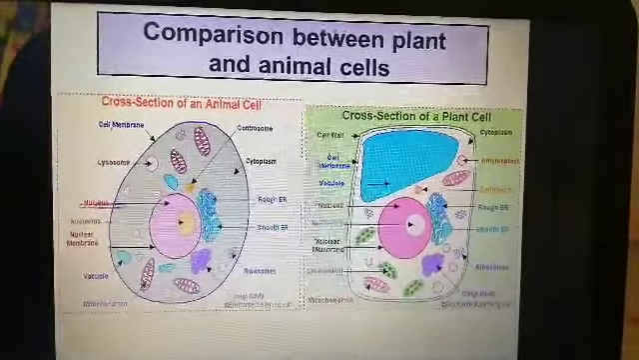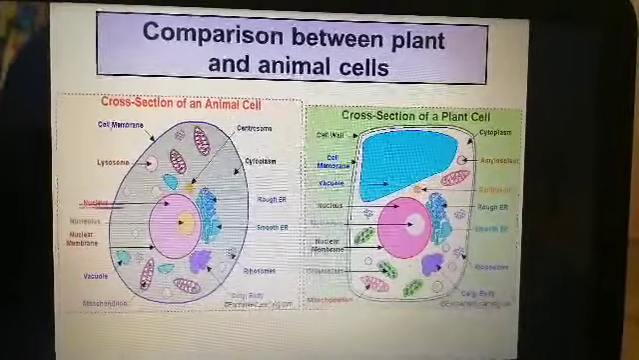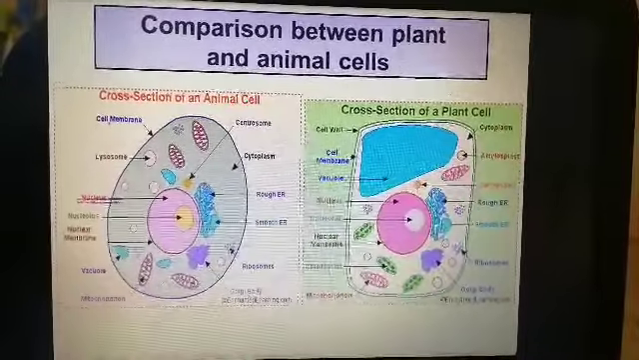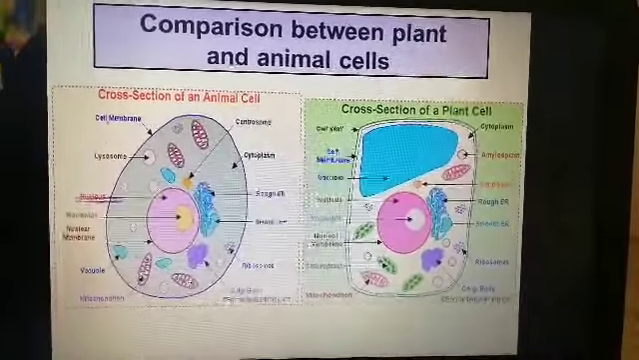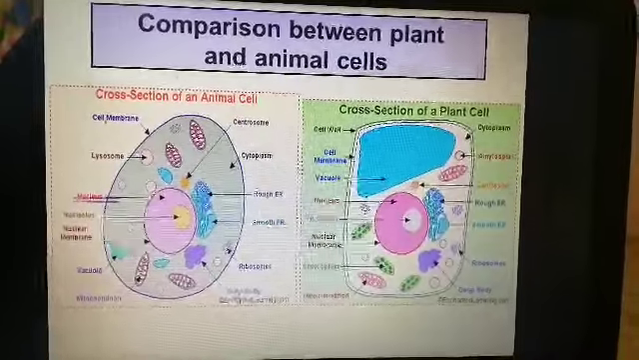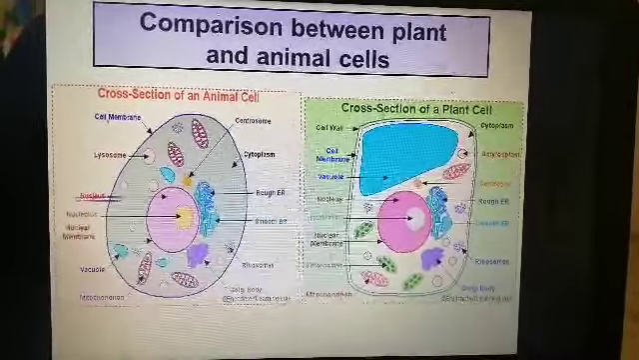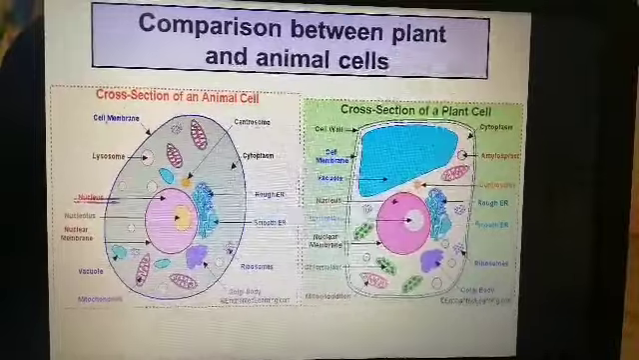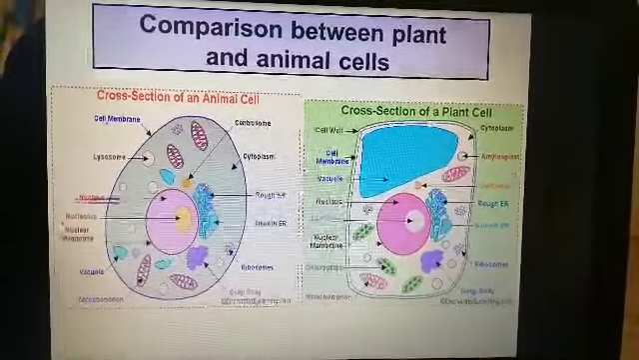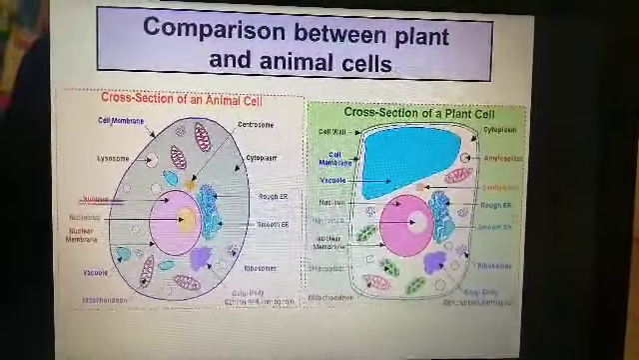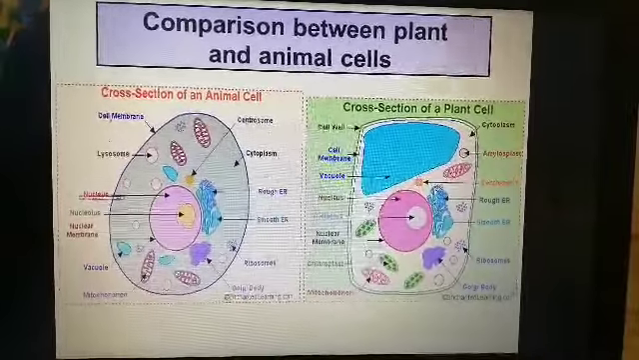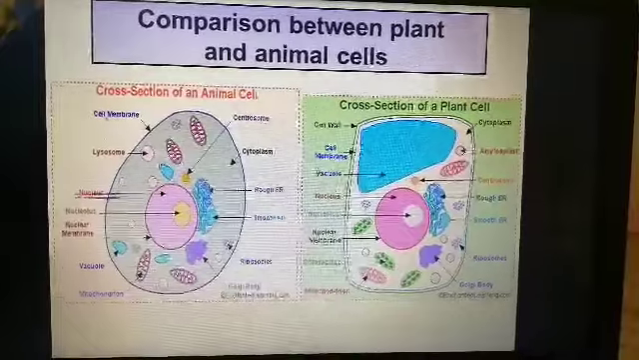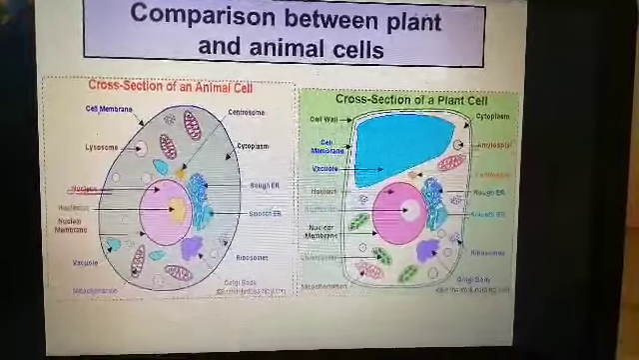This is a comparison between the plant cell and the animal cell. What are the similarities between them? Plasma membrane, cytoplasm, nucleus. These are common between them. What are the differences between them? Cell wall and chloroplasts. The plant cell has chloroplasts and a cell wall, but the animal cell does not have a cell wall and chloroplasts. That's why the plant can carry out the photosynthesis process.